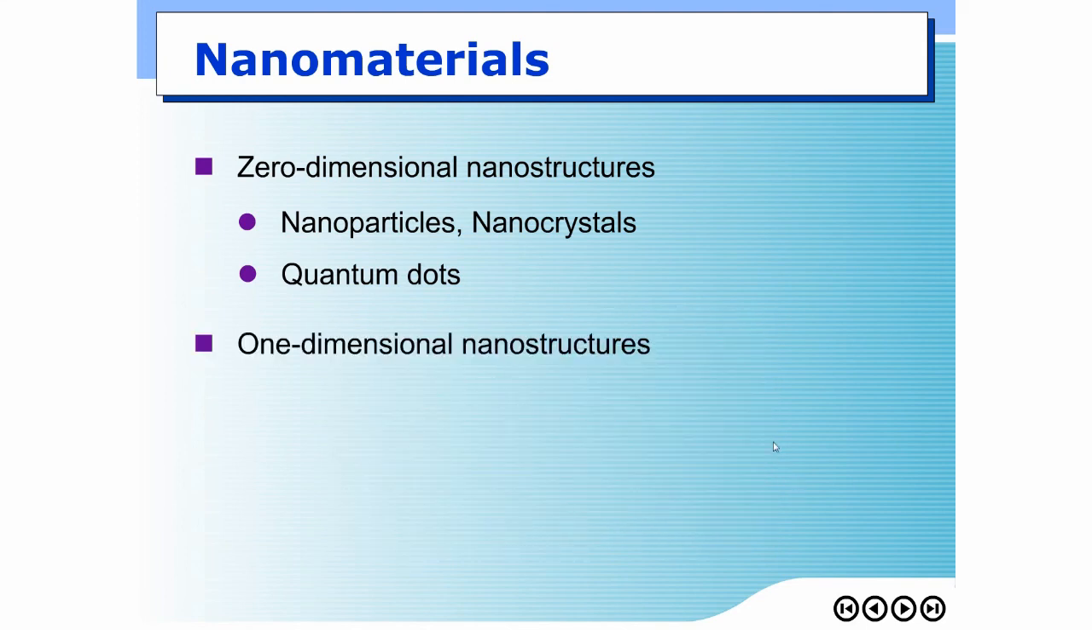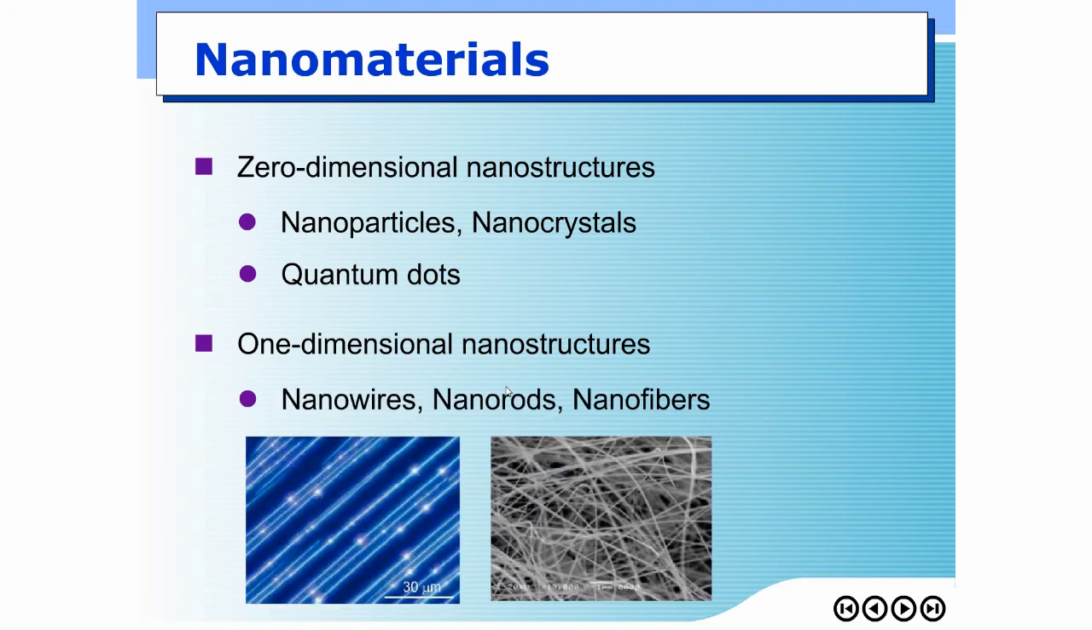For one-dimension nanostructure, this structure has one side that is not nano size. Okay, so it is large in one direction, small in two directions. That would be wire, fibers. Okay, these fibers or wires have diameter in nanometer scale, but the length can be centimeters, can be meters, even endless.